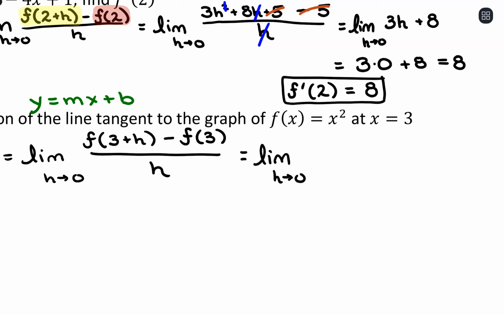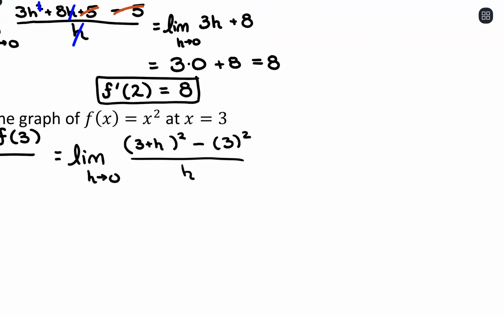f of 3 plus h, so we're plugging 3 plus h into our function x squared. So we're taking our input squared, and our input is 3 plus h. And then we're subtracting f of 3, so taking 3 and plugging it into x squared, so 3 squared, all over h. So that equals the limit as h approaches 0.